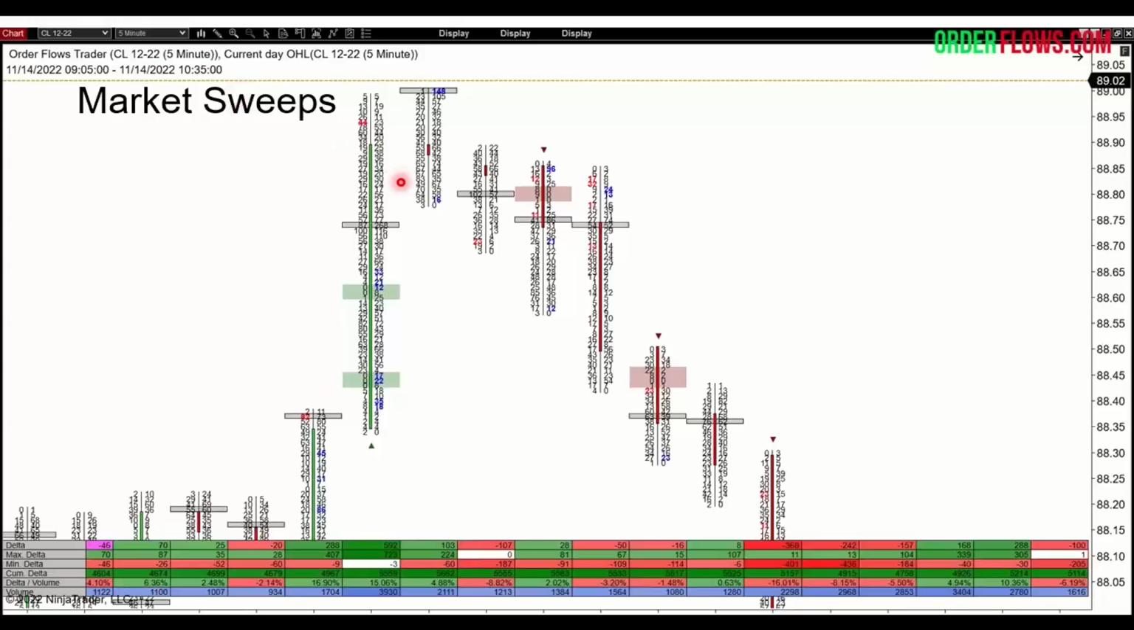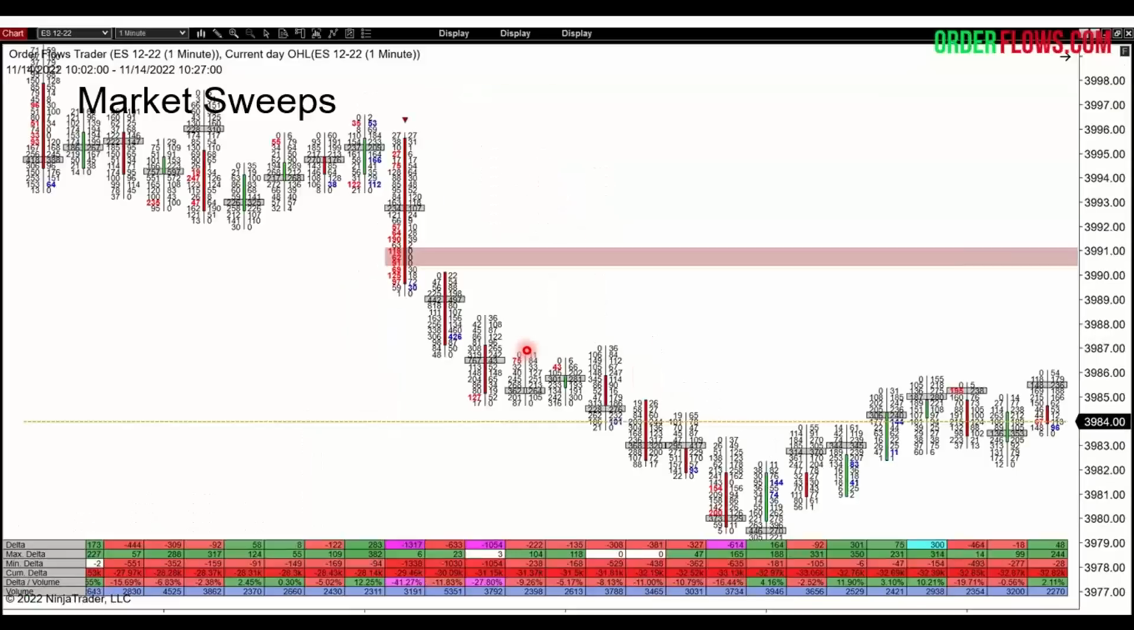This is a 5-minute chart in the crude. There are no stacked imbalances in here on this way down. On the way up, there's a stacked imbalance here. I think this was one a little bit higher. But on the way down, if you're thinking, well, I could just look for stacked imbalances, you have no stacked selling imbalances in here. You would have missed those trades.